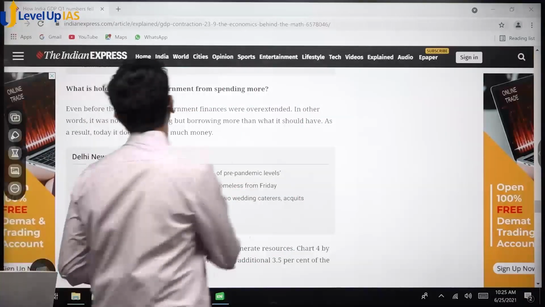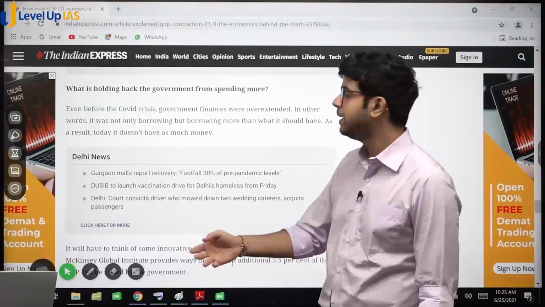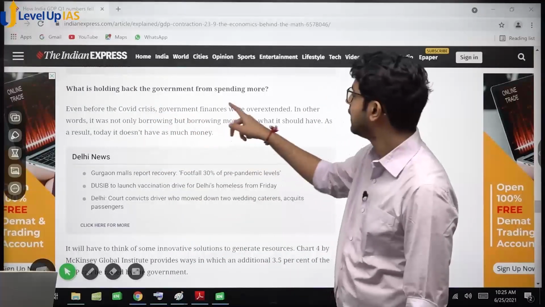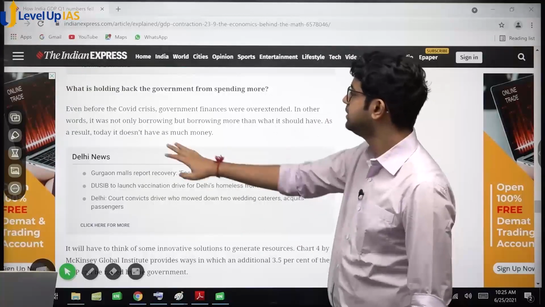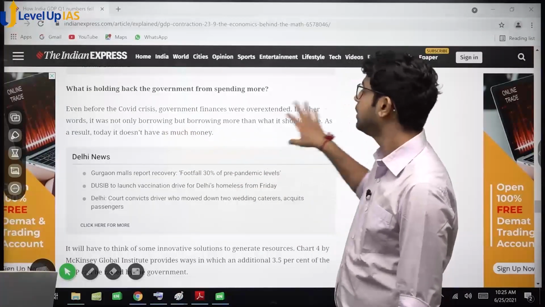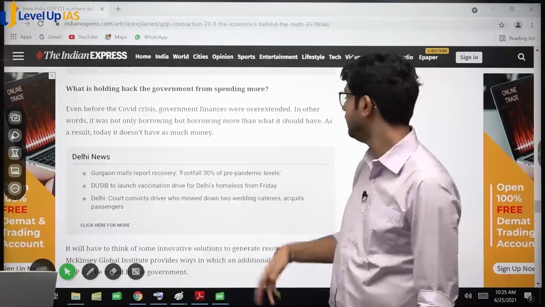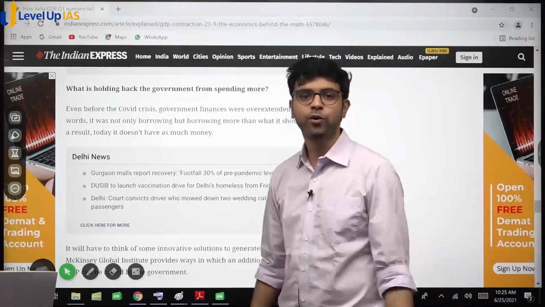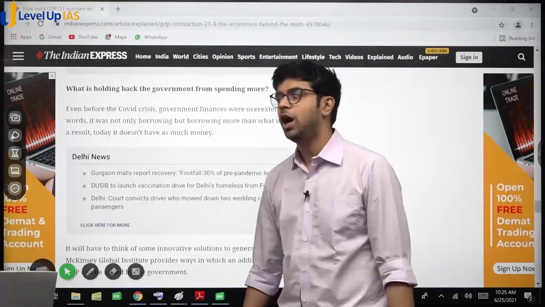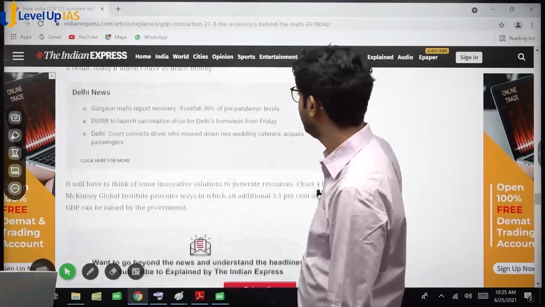Right? What is holding back the government from spending more? Then why G is not able? Why G is only pulling it up by 6%? Even before the crisis, government finances were overextended. Government was not having money. In other words, it was not only borrowing, but borrowing more than what it should have. It was taking lot of loans and lot of borrowing. As a result, today it doesn't have as much money. And if you keep on borrowing, tomorrow if you have to do your beti ki shadi, you will not have money if you have borrowed all your life, right?